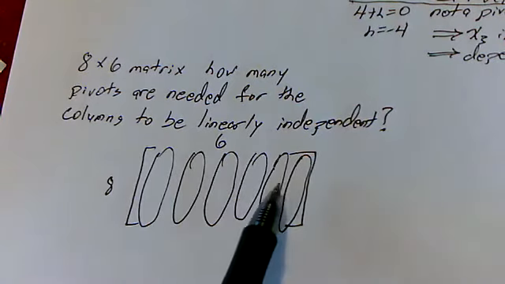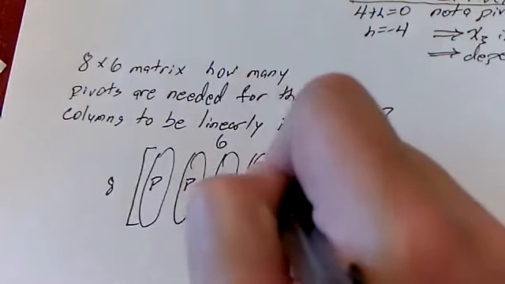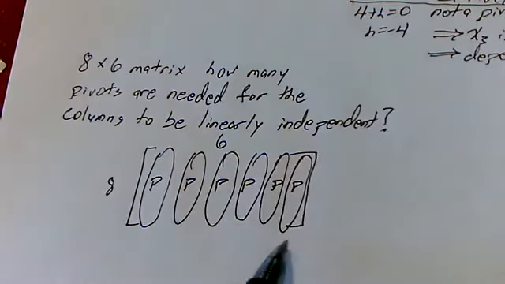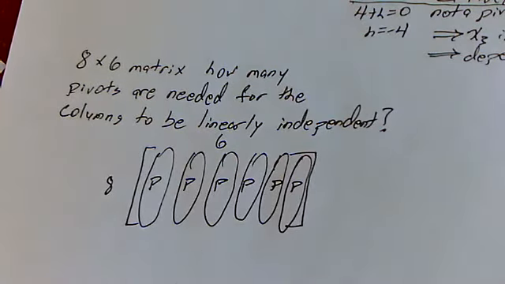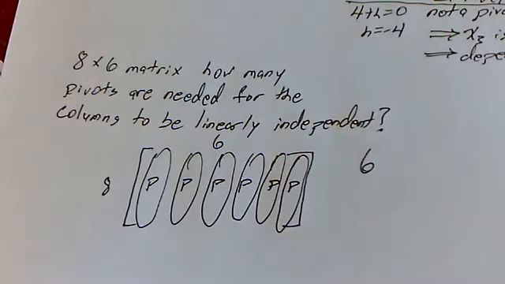If the columns are going to be independent, I need a pivot. I'll put a P for each one. So the number of pivots I need is equal to the number of columns. So how many pivots do I need? I need 6 pivots to be linearly independent. If I have fewer than 6 pivots, then one of them is dependent. Not one of them. The whole set is dependent.